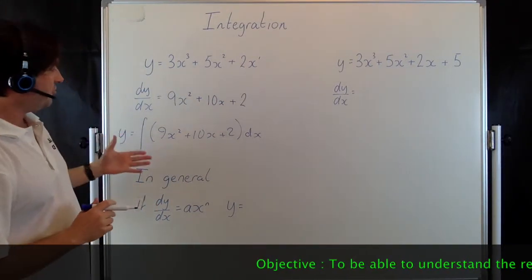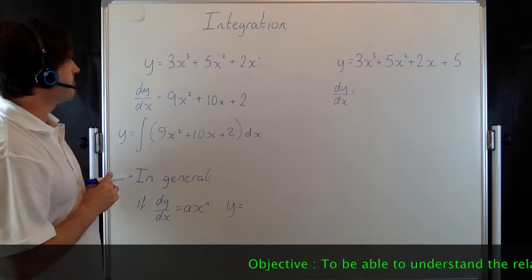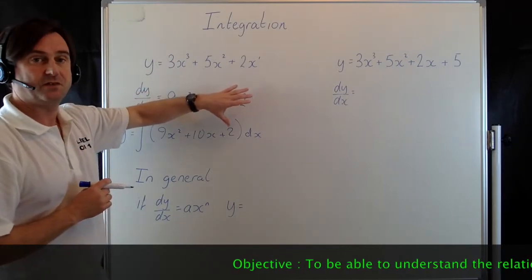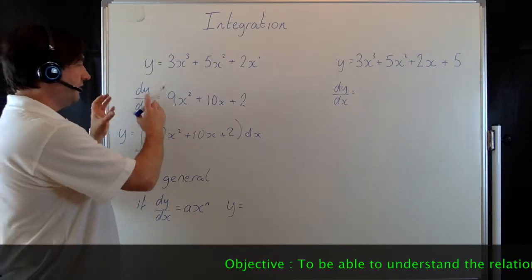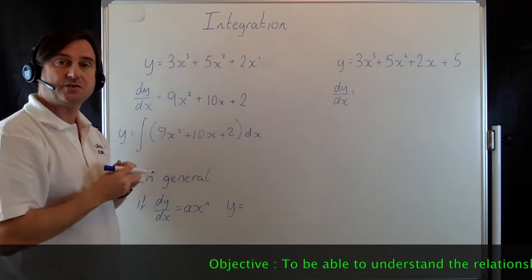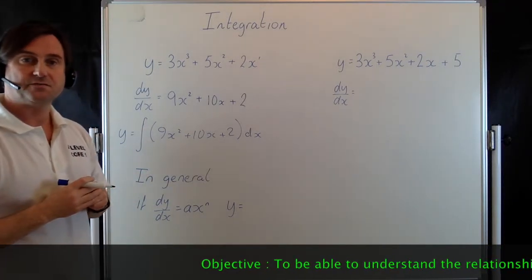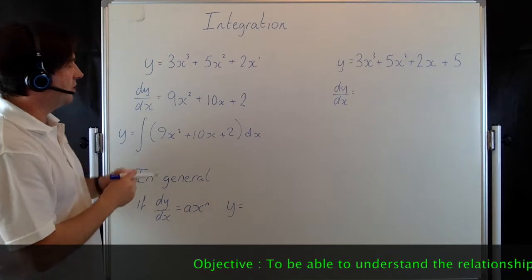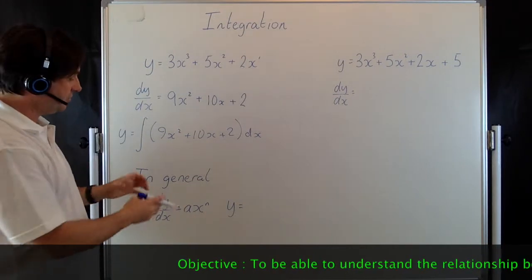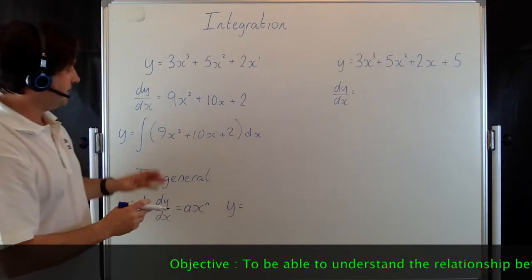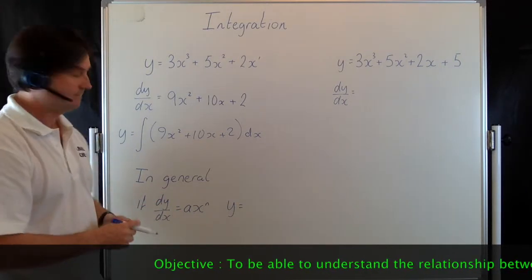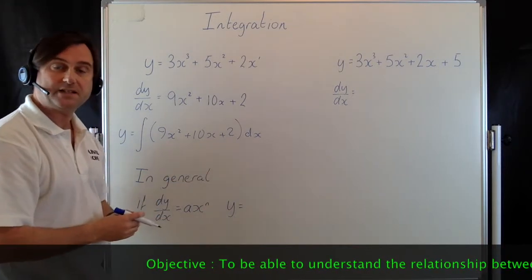So, in general, let's have a look at what we've done here. We've differentiated a function to get our gradient function. Now integration is starting off with our gradient function and trying to do the reverse to get back to our function. It's the opposite of differentiation. So if we have a look at what we could do to get from our gradient function back to our function, we should be able to generalize this. If dy/dx is equal to ax to the n, what would the function, or y, actually be equal to?